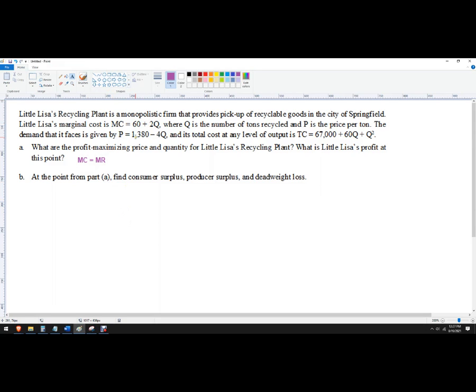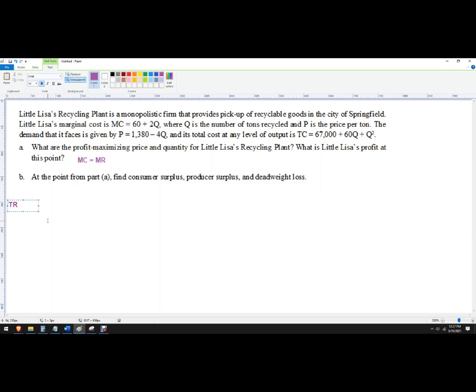So I need to get marginal revenue, which is the derivative of the inverse demand curve times quantity. In other words, it's the rate of change in the total revenue function. So total revenue is price times quantity. So total revenue in this case is going to be 1380 minus 4Q, and then we're going to multiply everything in there by Q.